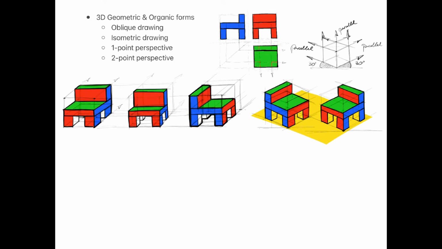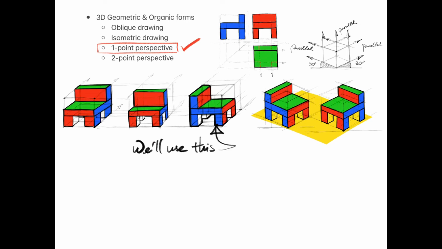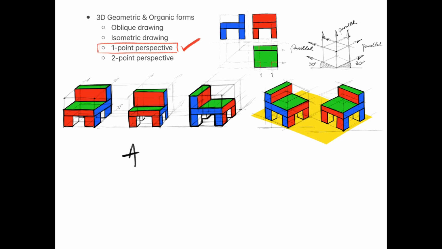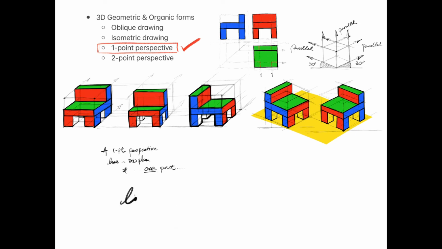You have been very patient following me through the oblique and the isometric drawing. Now we move on to the one-point perspective. You may not know this, but let me tell you, the one-point perspective is very, very easy to do. I always like to say, if you can draw the oblique, you can draw the one point.